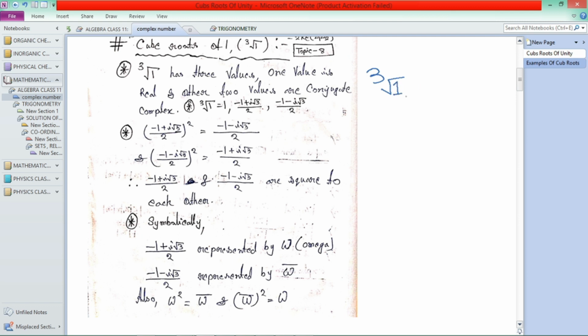cube root of 1, and this cube root of 1 has 3 values. One value is real, and the other two values are conjugate complex numbers. So cube root of 1 has 3 values: 1, minus 1 plus i root 3 by 2, and minus 1 minus i root 3 by 2.